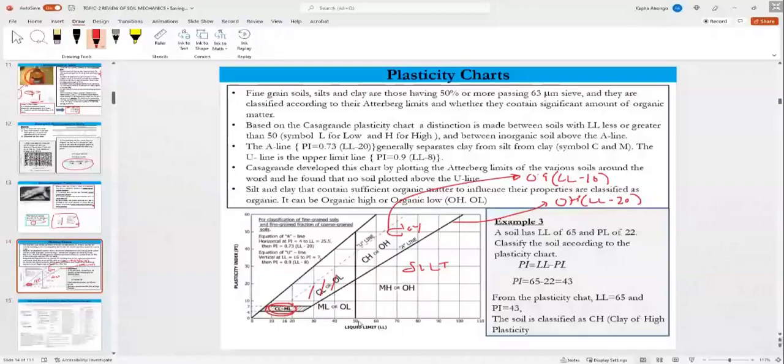Now at liquid limit equals 50, it distinguishes whether the soil is high plastic, or below 50 it is low plastic. So in other words, the soil would be clay of low plasticity, silt of low plasticity, clay of high plasticity, or silt of high plasticity.